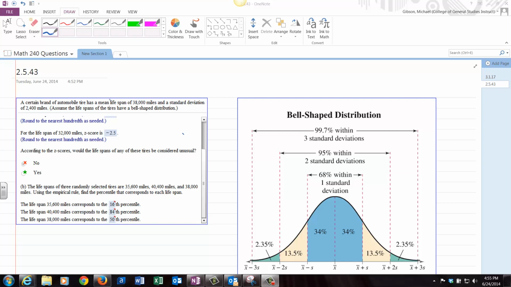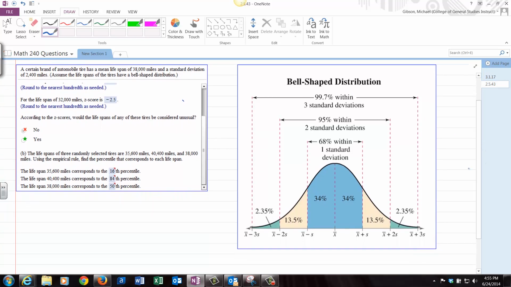All right, so I'm going to do part B of question 2.5.43. Let's slide the bar down here a little bit. Okay, so part B begins here. The lifespans of 3 randomly selected tires are 35,600, 40,400, and 38,000 miles. Using the empirical rule, find the percentile that corresponds to each lifespan.